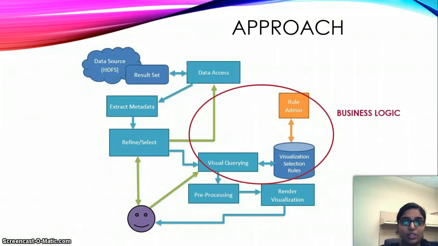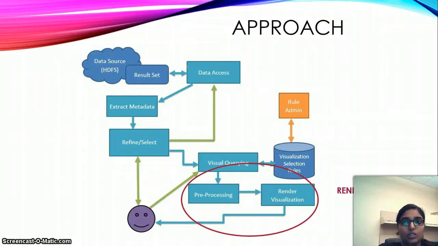The third module is business logic, which includes visualization selection rules, visual querying, and rule admin. Visual querying would use the rules to select or generate the recommended visualization for the selected data. The user can choose a visualization and then pass it to the rendering module. Rule admin plays a very important role in this module. At the time of deployment, the admin would define the characteristics of the data, and based on this information, the visualization selection mechanism would work. Java-based technologies would again help us do the same.